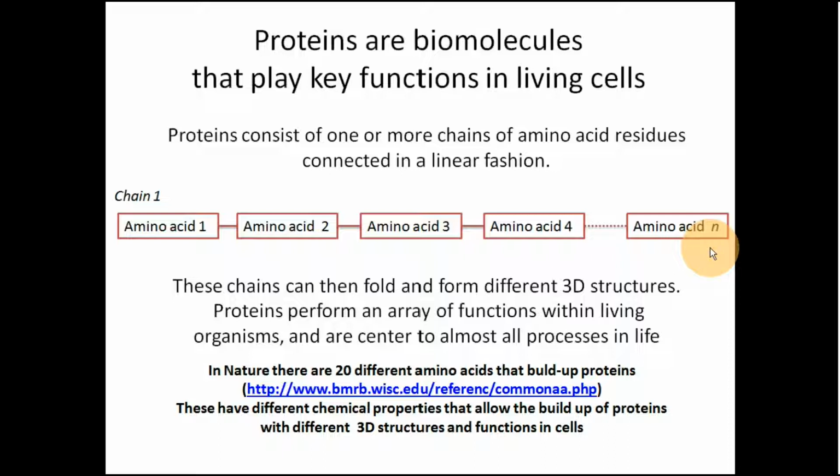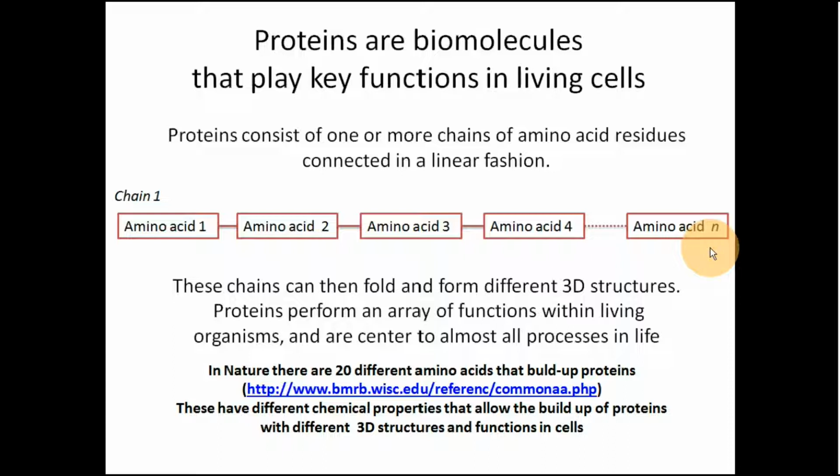And these chains, of course, you can imagine like a thread. They will fold and they can form different 3D structures within the cell. And the existence of a structure gives the protein a certain function, and if you have a problem in this structure, disease can appear, or your cells might die just because you have the wrong protein doing the wrong kind of function within the cell.